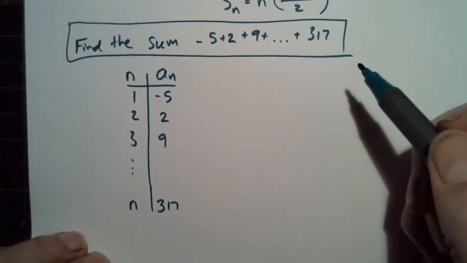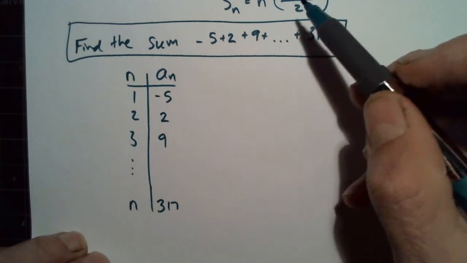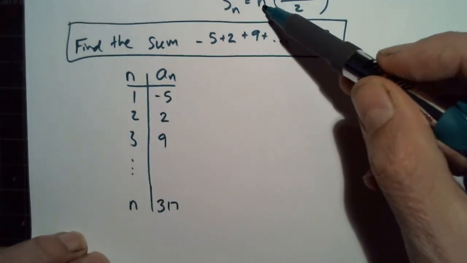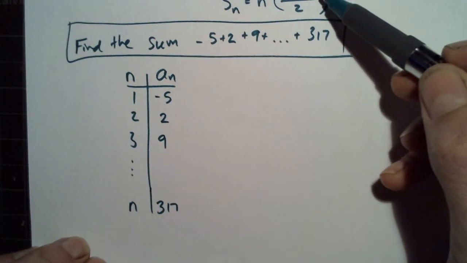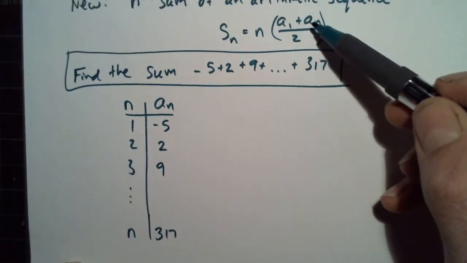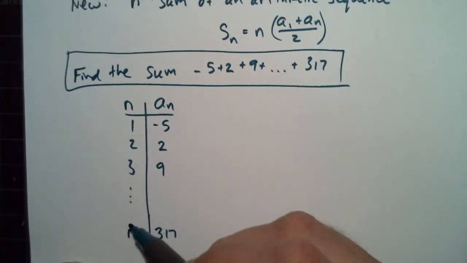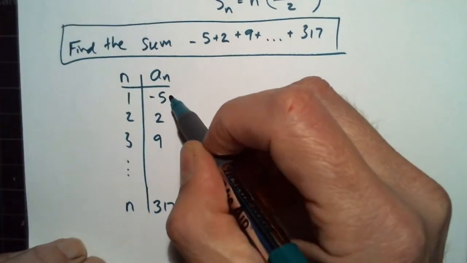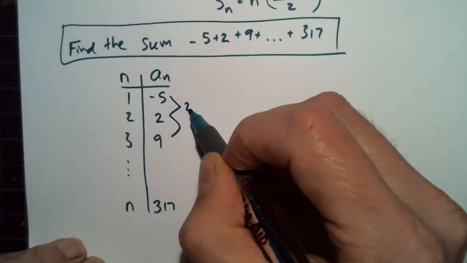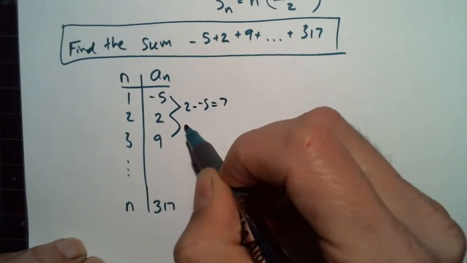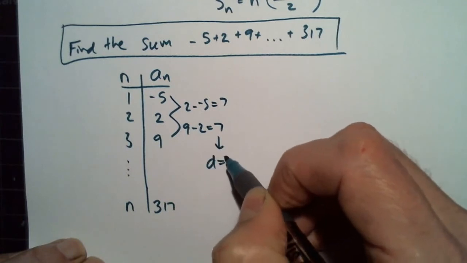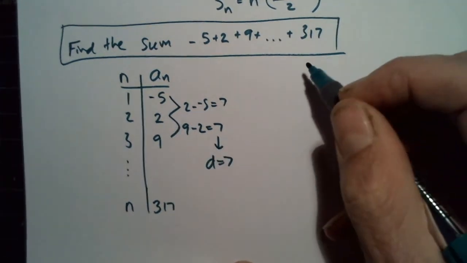All right, so if we're going to find the sum of n terms, we need to know what n is. We already know the first term and the last term. We just have to know what is n. So we can look for a common difference. 2 minus -5, 7. 9 minus 2 is 7. There's the common difference.